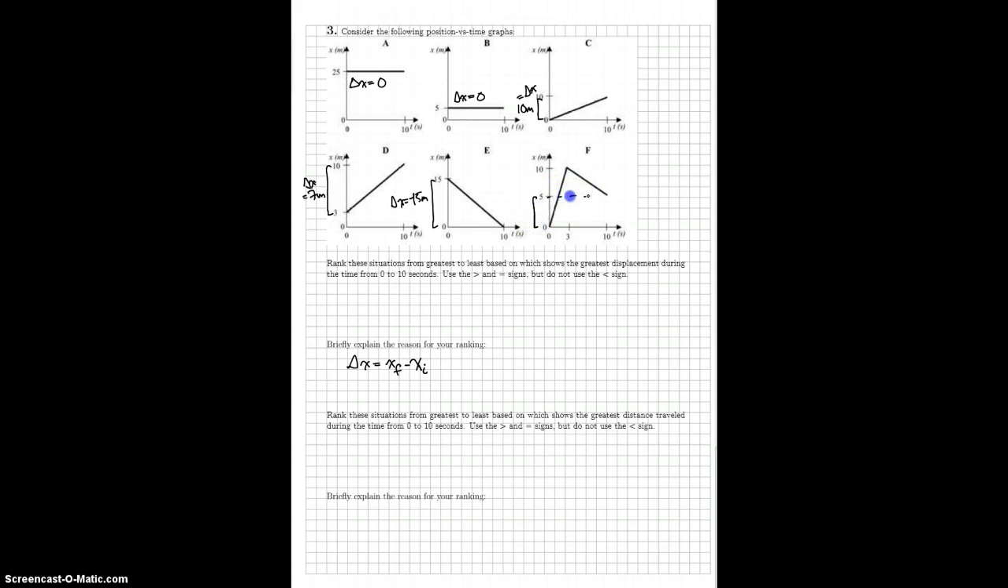And here, that's the final position. All this jazz that happened in the middle, that doesn't matter for the displacement over the 10 seconds. If I wanted the displacement over 3 seconds, it'd be 10 meters, but that's not what we want. So 5-meter displacement there, which means our biggest would be C, which is bigger than D, which is bigger than F, which is bigger than A, which equals B, which is bigger than E, because E is negative.